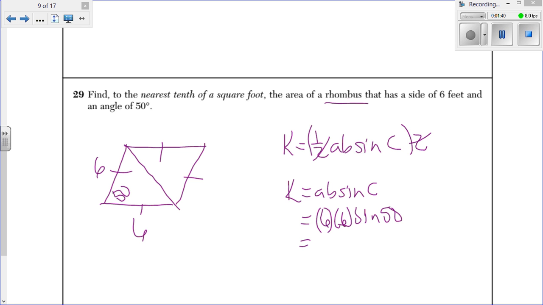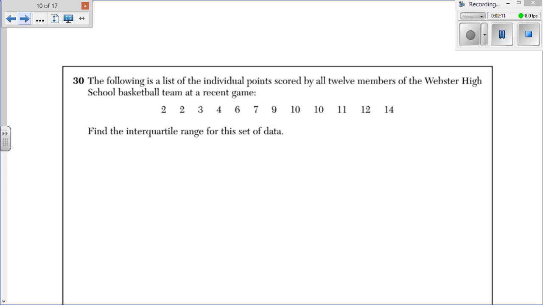And when you use your calculator, make sure you're in degrees again, because this is the trig stuff. And 6 times 6 times the sine of 50 is going to be 27.6 to the nearest tenth of a square foot. Oops, sorry, 27.6. 26.7. All right. Next one.